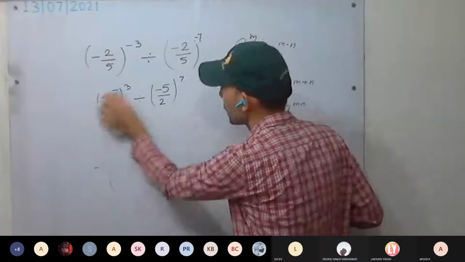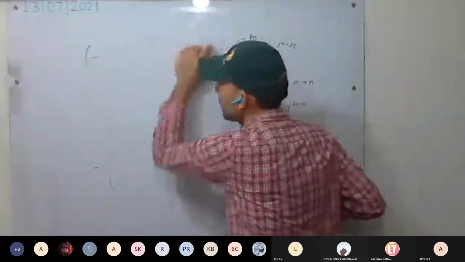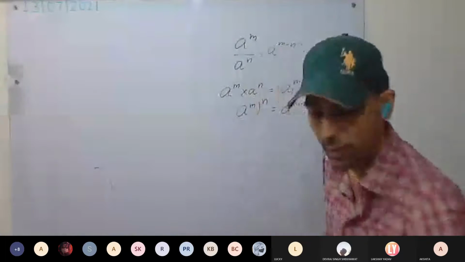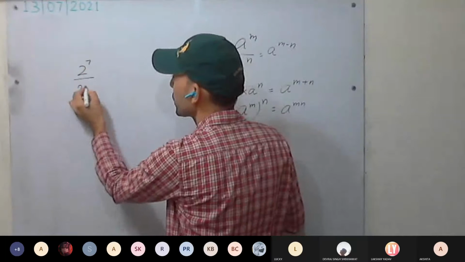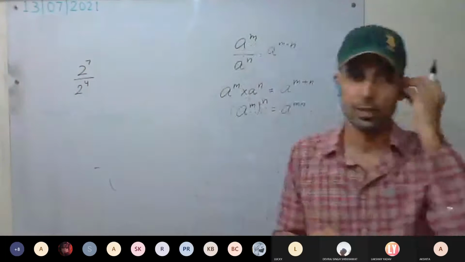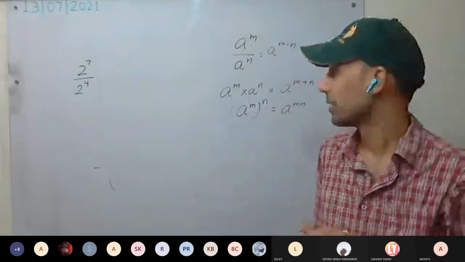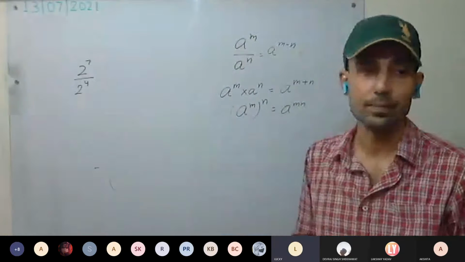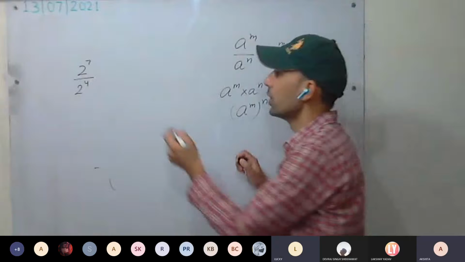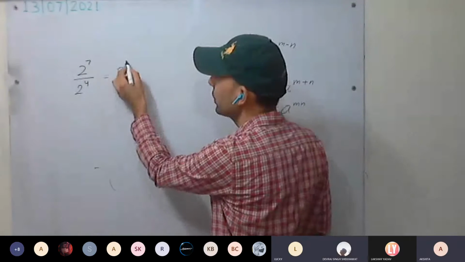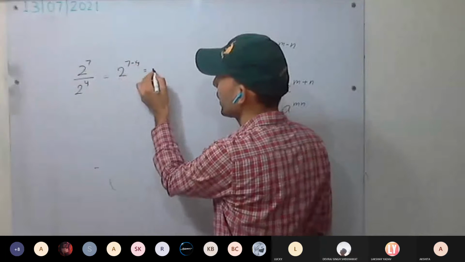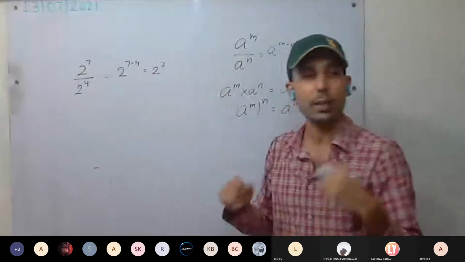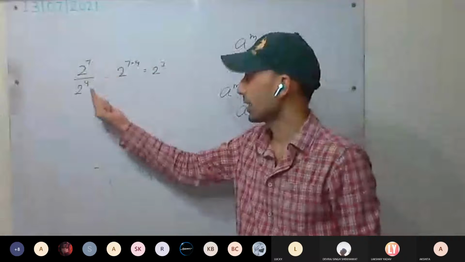Okay, this was little tough. Some very basic I'll give you. 2 raised to power 7 divided by 2 raised to power 4. Solve it. 2 cube. So you can directly do 7 minus 4. 2 cube. For example, if I do not know that I can subtract.